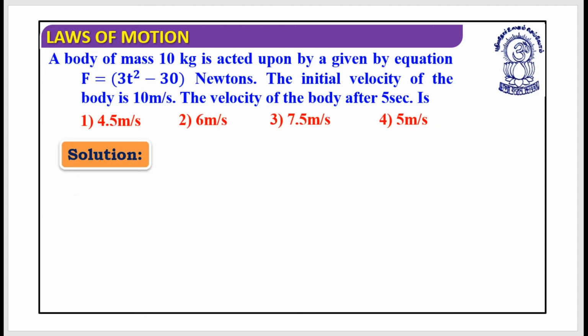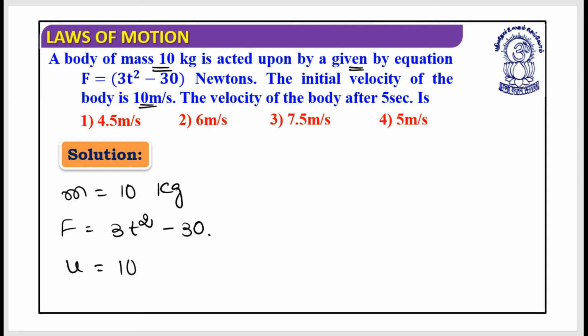Now let's look at the last question. This is the last question of this unit and this lecture as well. Let's do it quickly. A body of mass 10 kg is acted upon by a force given by the equation F equals 3t square minus 30 newton. The initial velocity of the body, u, is 10 meters per second. The velocity of the body after 5 seconds, so v at t equals 5, is required. So how will you do this?